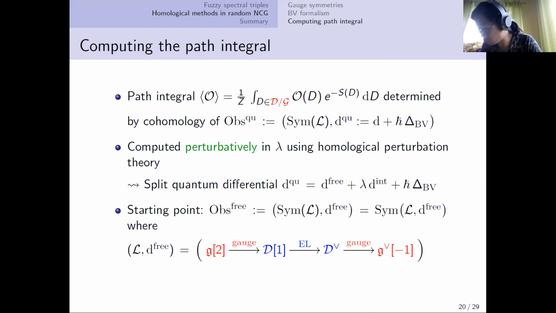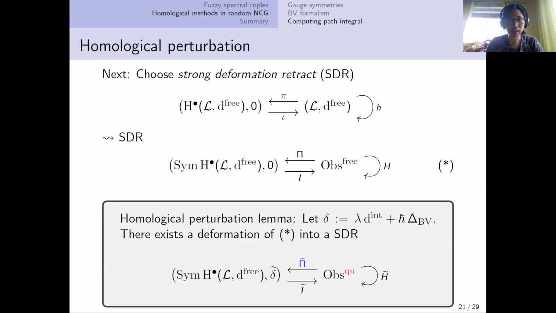Right. How am I on time? All right. So now we have the free observables, so observables without interaction. The next part is to choose a strong deformation retract. This choice of strong deformation retract can be thought of as some kind of gauge fixing procedure.